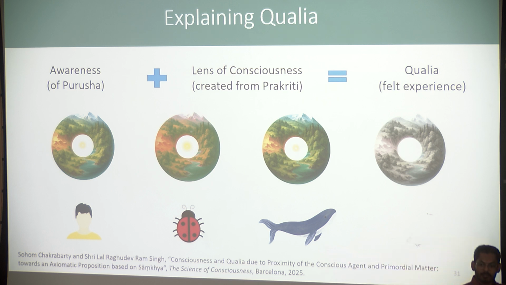Here is a human. So what I am trying to infer is that the same Purusha is there, whose only quality or property is awareness. With that awareness property, it is observing the entire reality through the lens of consciousness, the embodiment created from the Prakriti. Because the embodiment is different, the qualia that is getting generated is different. So this is the proposition.